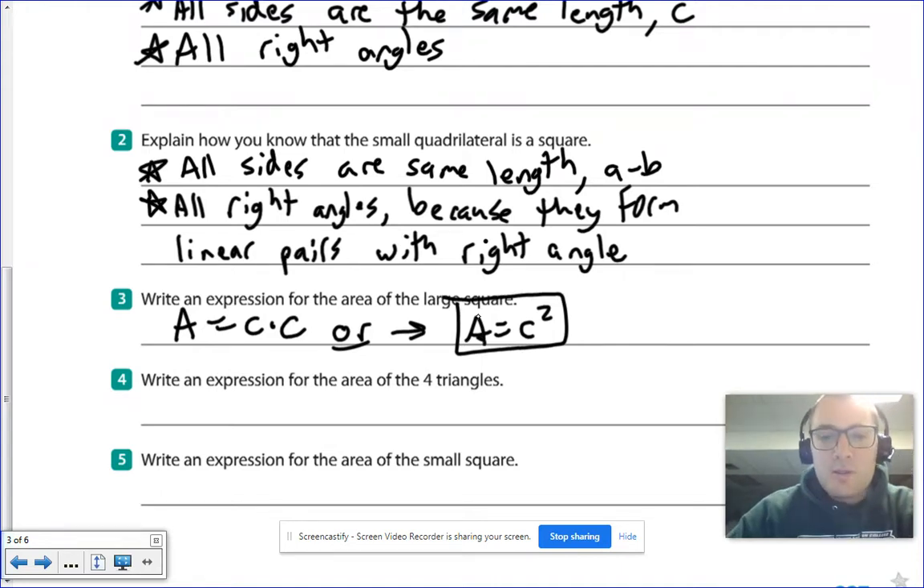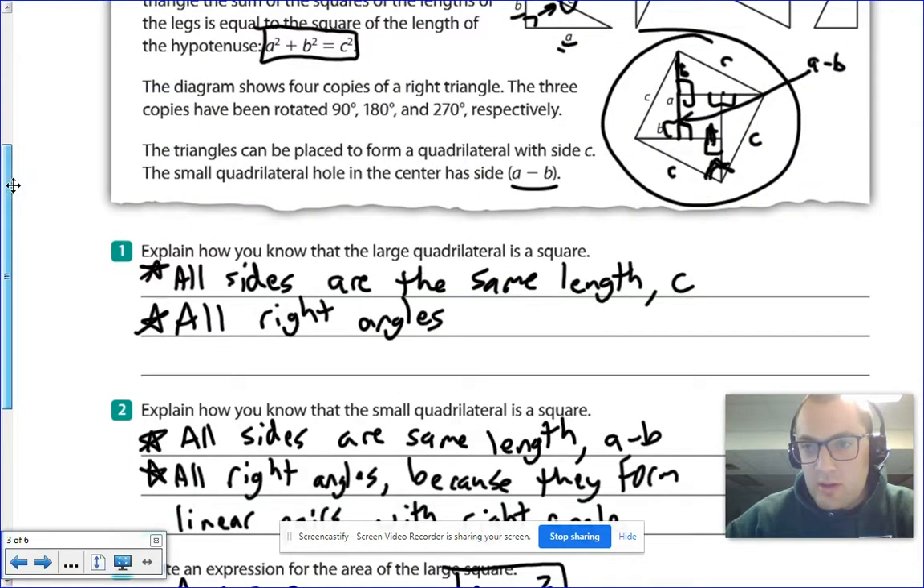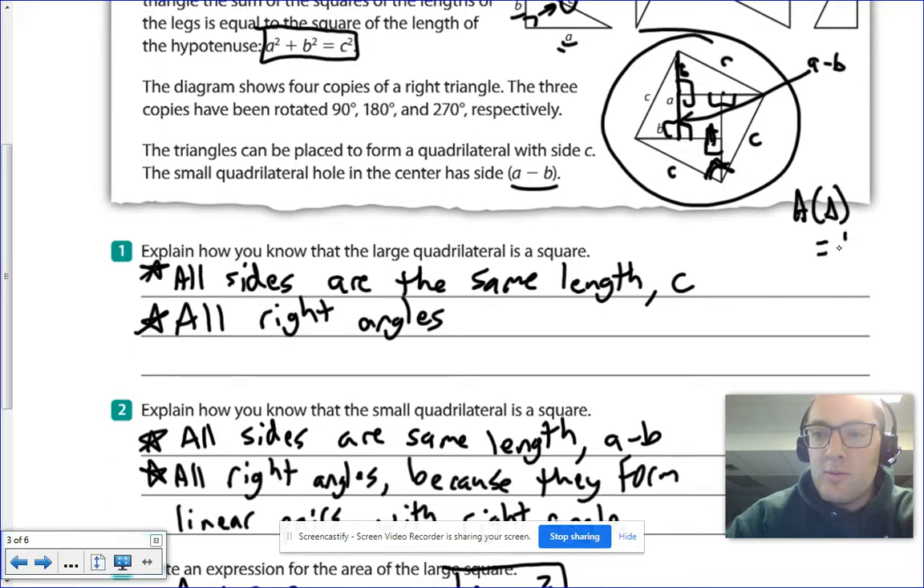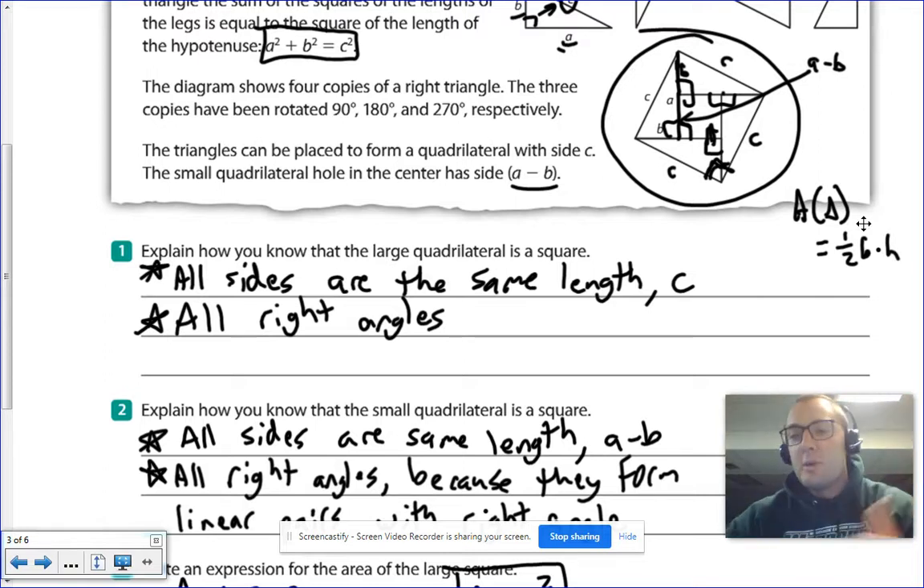All right. Now it says write an expression for the area of all four triangles. Ooh. So there's four of them. Let's just look at one of the triangles. Remember, area of a triangle, so I'll write this off to the side, equals 1/2 times base times height, or you may have learned it as base times height divided by 2. It's the same thing. So if the base and the height for these triangles are A and B, so I'm looking at the A and the B, base and height.